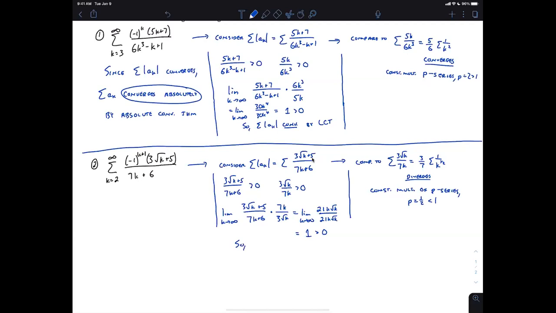And so the sum of the absolute value of a_k diverges by the limit comparison test. We're not done, but are there any questions to here?